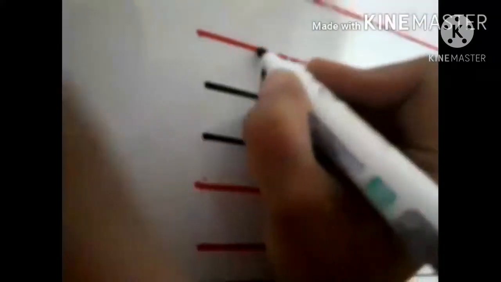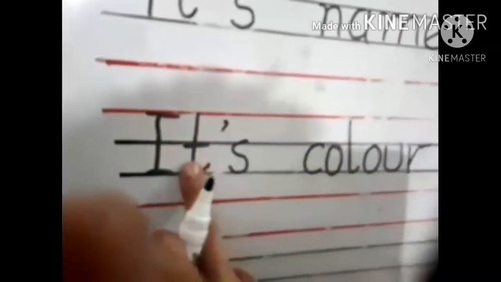Now come to the third line. Its color is white. Put a full stop. Its color is white.